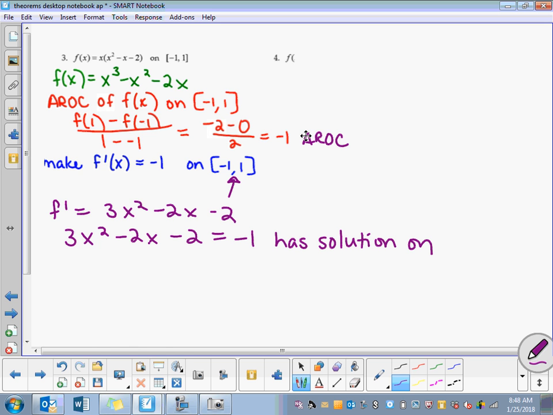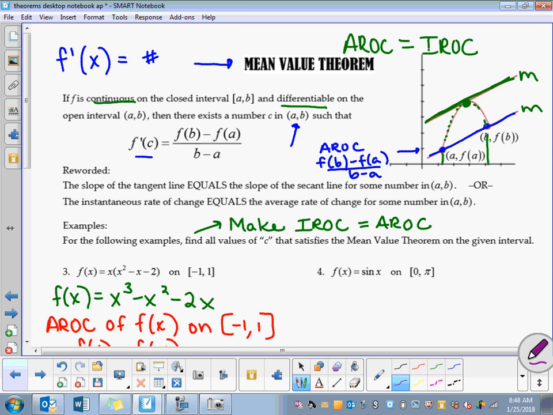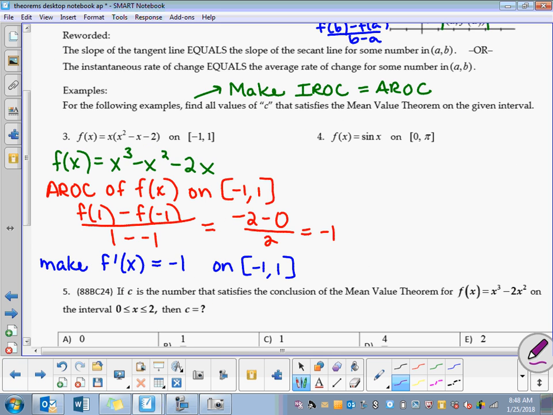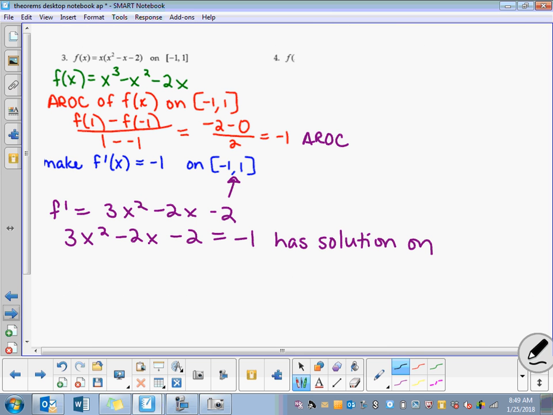Wait, let me back up for a second and double check something. This actually, where we're going to make it equal it, it's going to equal it on the open interval. We're not going to consider the endpoints as a possible place where this could happen. So this will have a solution on the open interval -1 to 1, not the endpoints.